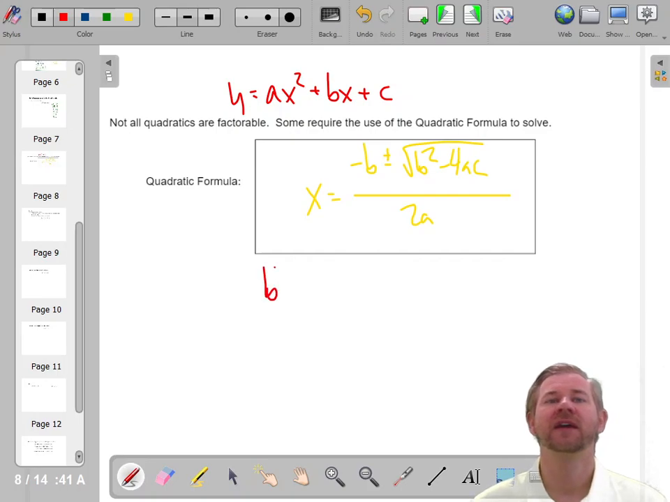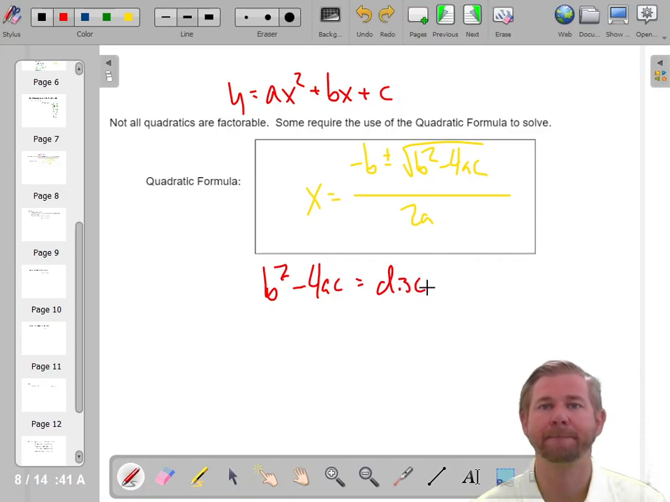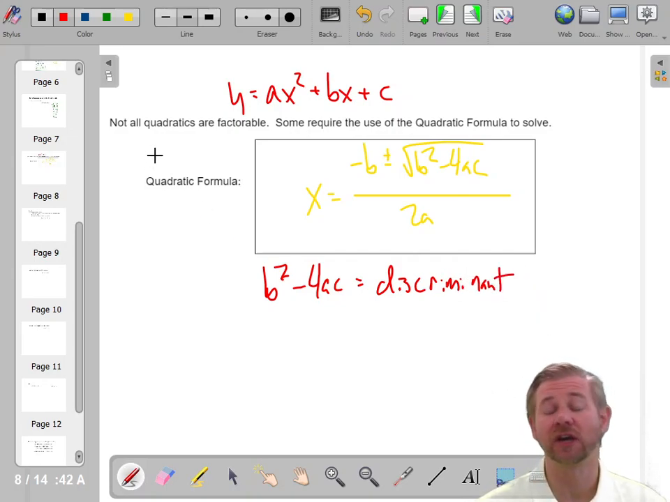The other thing is the part underneath the radical, b squared minus 4ac, we have a name for it. It's called the discriminant. Discriminant. There we go. Okay. And it's on the next slide. We're going to talk about that a lot today. That's a big deal.